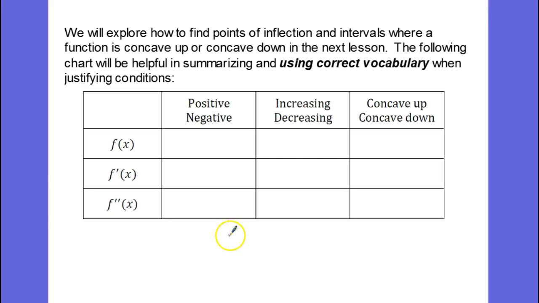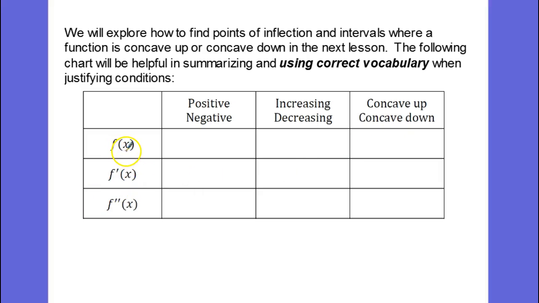So we're going to make a quick chart of f of x, f prime of x, f double prime of x, and we're going to look at what the corresponding relationships are among all three of these for positive, negative values, increasing, decreasing function behavior, concave up, concave down behavior.